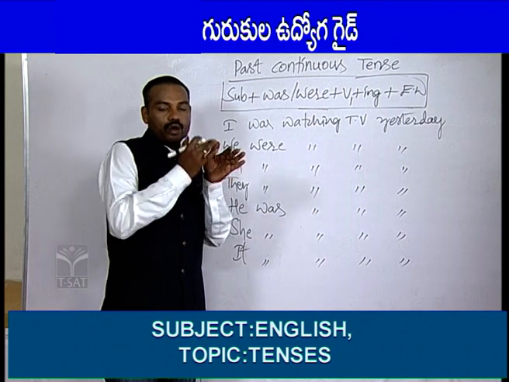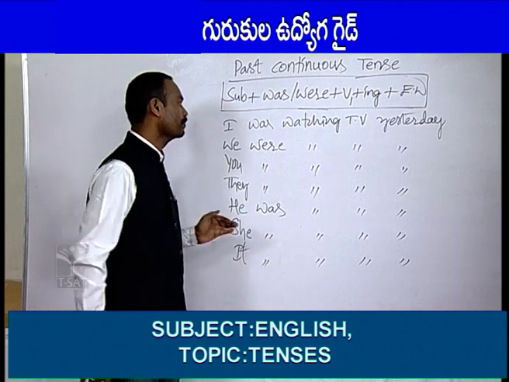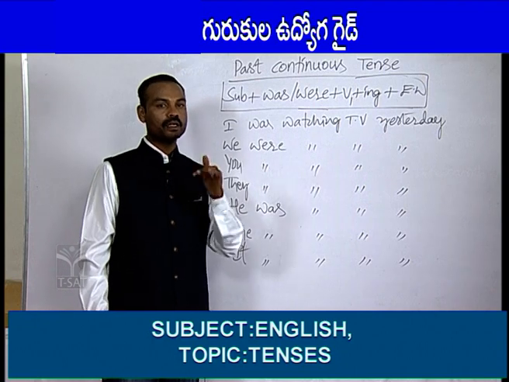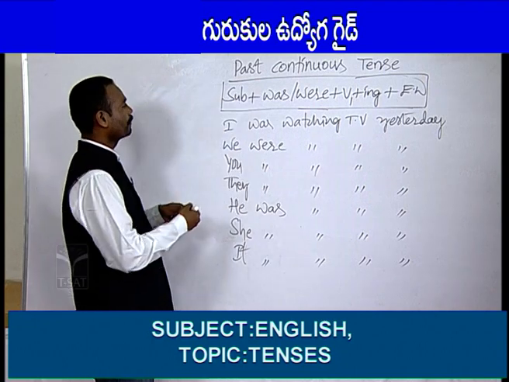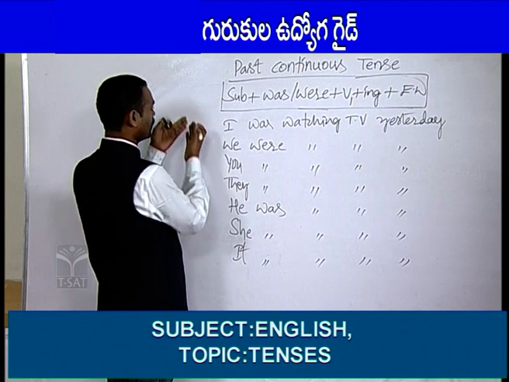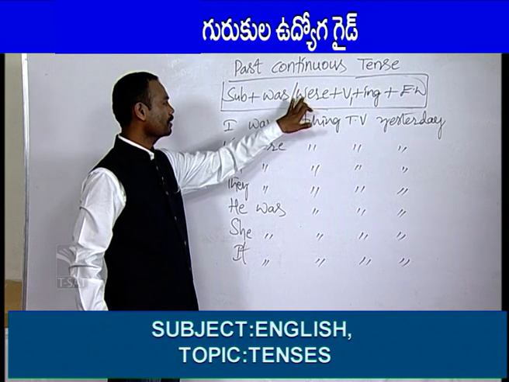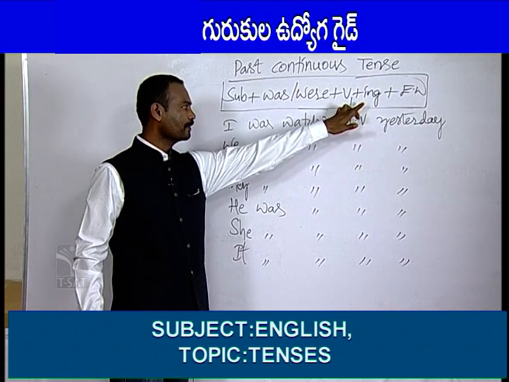Let's see how to write sentences in this tense. If you want to write sentences, you should learn the frame of the tense. It is called frame. You can write here frame or structure, you can write like that. So, subject plus was/were, V1 plus ing form plus extra words.